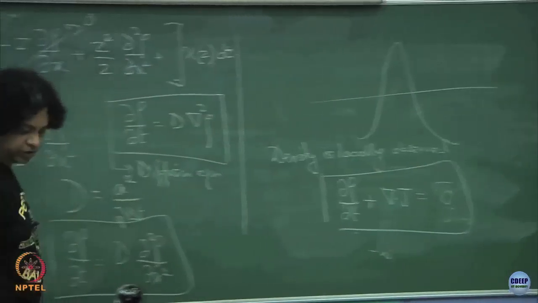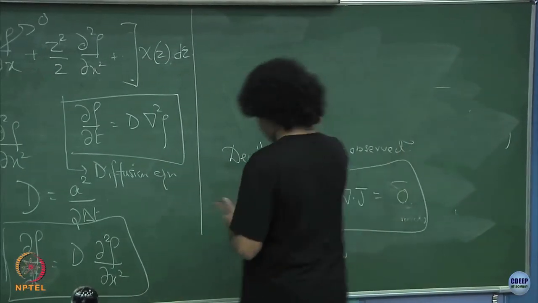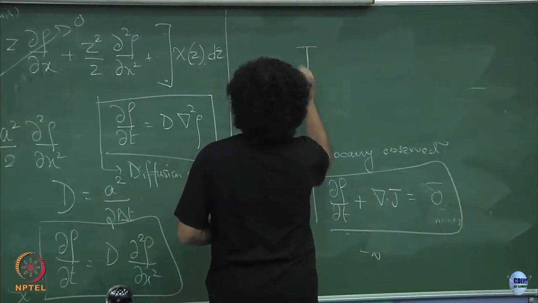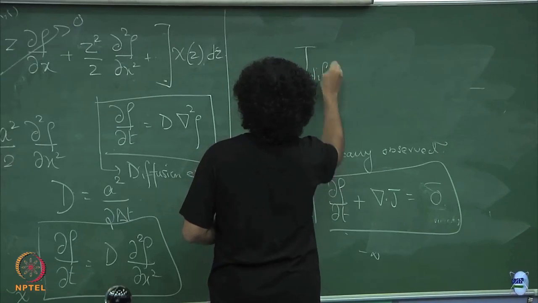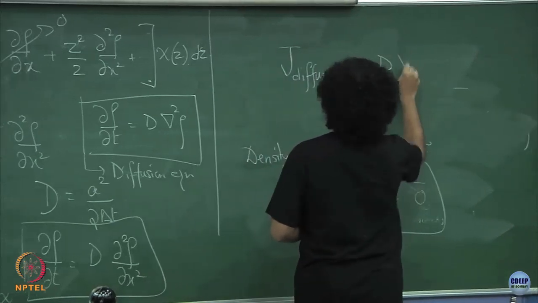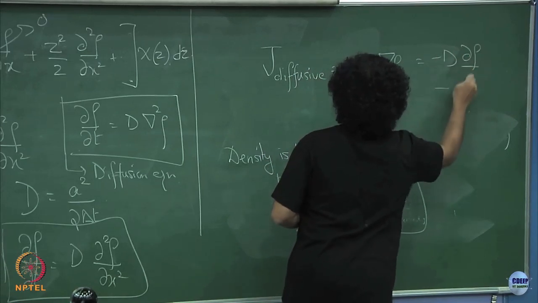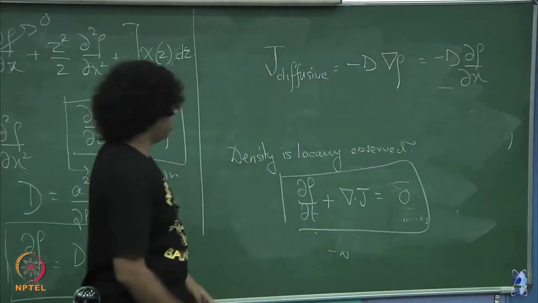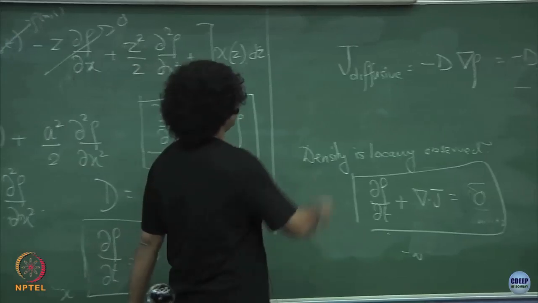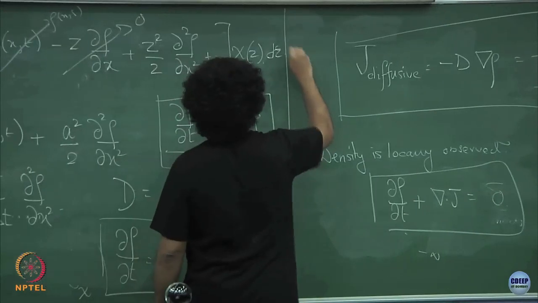But in the absence of any sources or sinks, I can write this continuity equation, which together with the diffusion equation implies that the diffusive flux or the diffusive current j diffusive is nothing but minus D gradient of rho, or in one dimension it is minus D del rho del x, right. If I put this j over here, I will get back to the diffusion equation. So, this is my diffusive flux. This also has a name, it is called Fick's law.